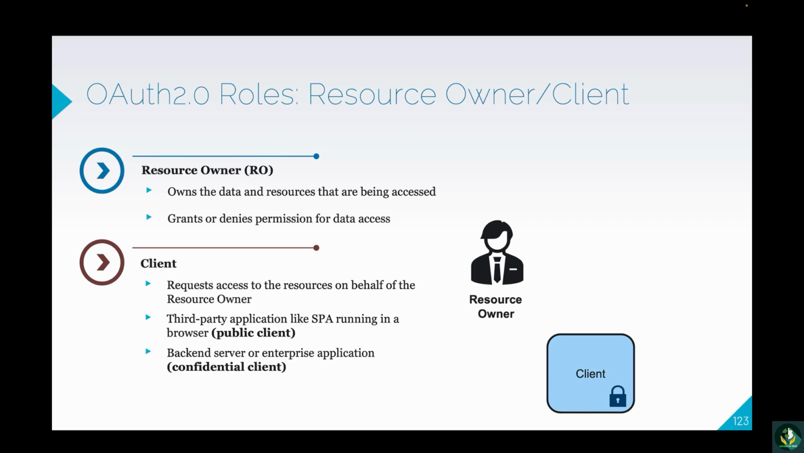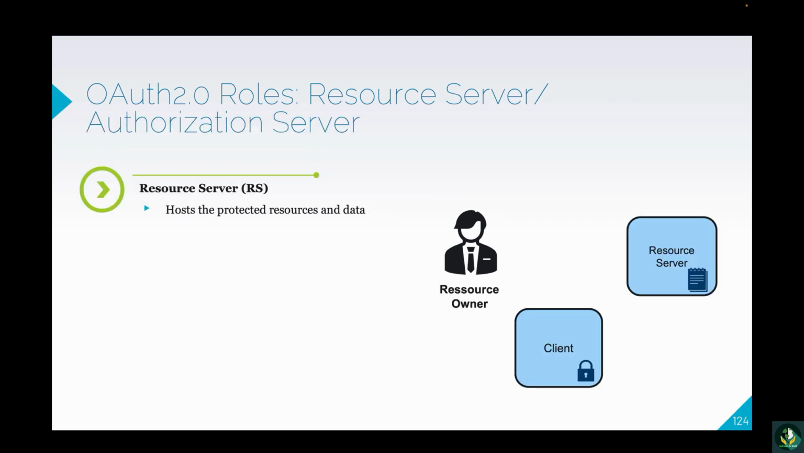a backend server or enterprise application known as the confidential client. We will dive deeper into the different types of clients in a later lesson, where we will discuss when and how to use each type effectively. In essence, Alex as the resource owner is like the property owner who controls access to his assets. Sam as the client is like the trusted brother who needs permission to manage those assets on Alex's behalf.